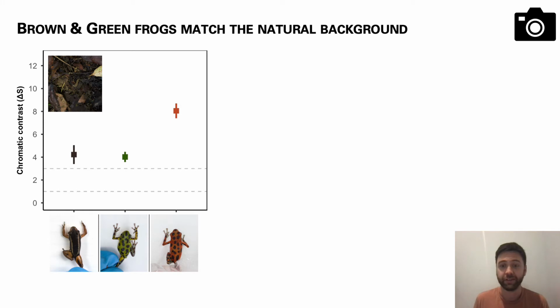So what did we find? Let's have a look at the visual modelling data first. All of these data I'm going to show right now come from a model of a predatory bird visual system, but the general trends are also found in a snake visual system, in a poison frog visual system, and in a human visual model.